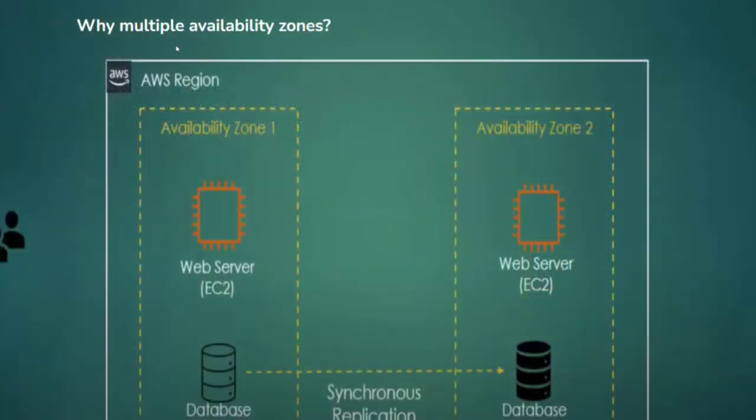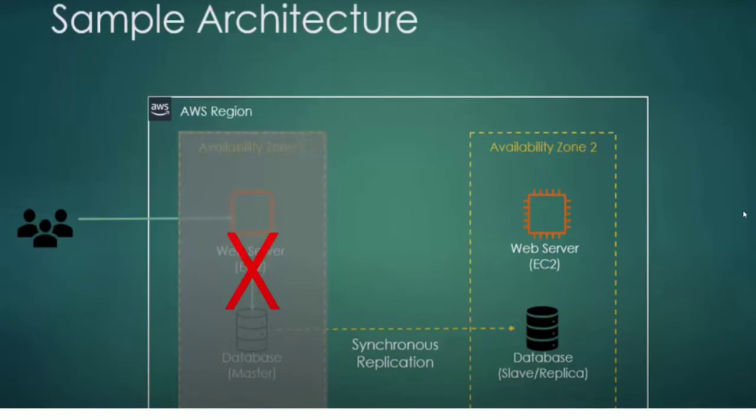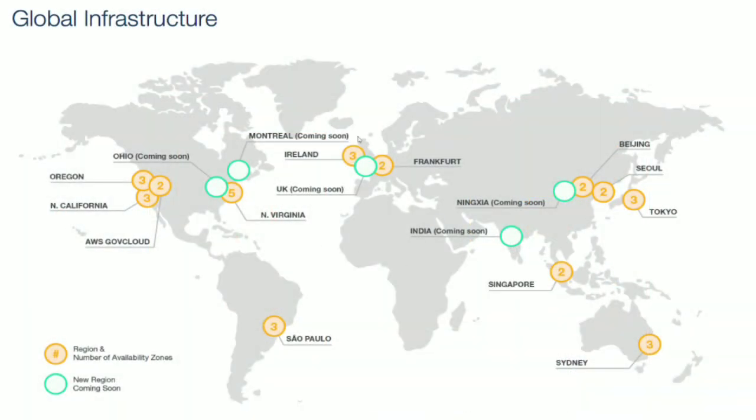So why multiple zones? If I'm using an EC2 instance in availability zone 1 in the Mumbai region, and suppose any disaster happens in my availability zone 1, I'll switch over to availability zone 2. Why? Because all my data is synchronously replicated in availability zone 2, which is very useful for us. So this is all about the various regions and zones.